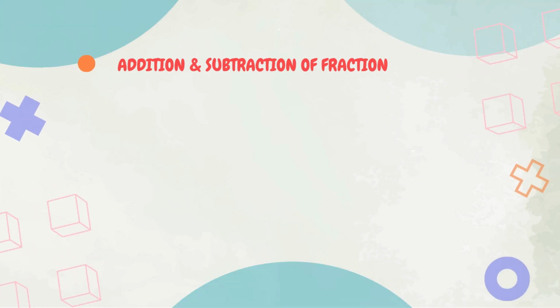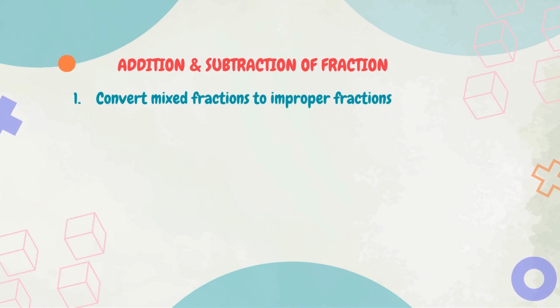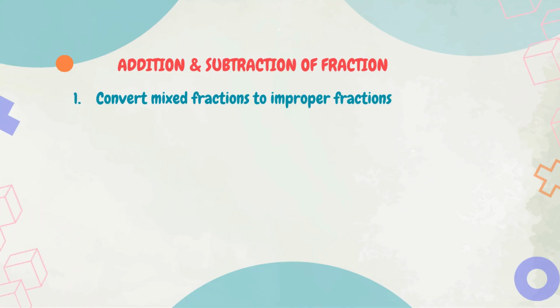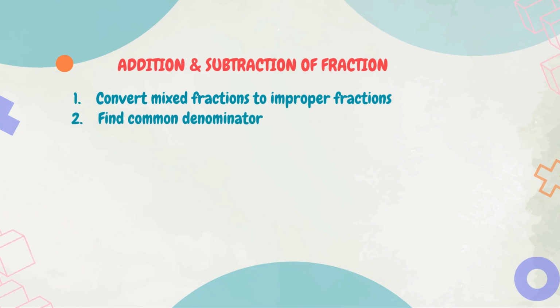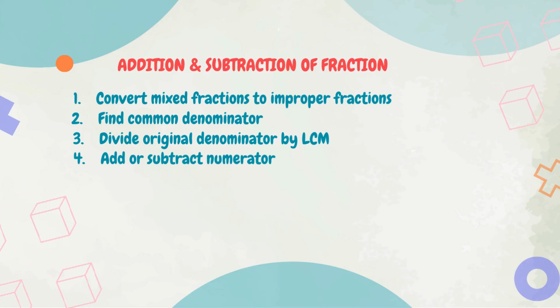Fractions can be added or subtracted. The following are the steps for adding and subtracting fractions. Step 1. Convert mixed fractions to improper fractions if necessary. Step 2. Find the common denominator by finding their lowest common multiple. Step 3. Divide the original denominator by the lowest common multiple and multiply the answer with the numerator on each fraction. Step 4. Add or subtract the numerators.